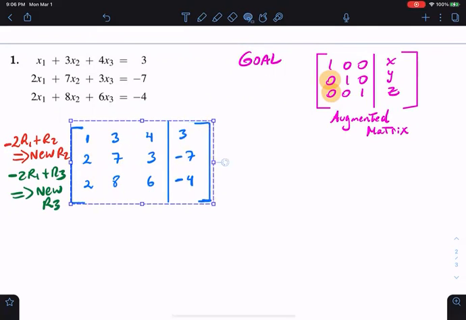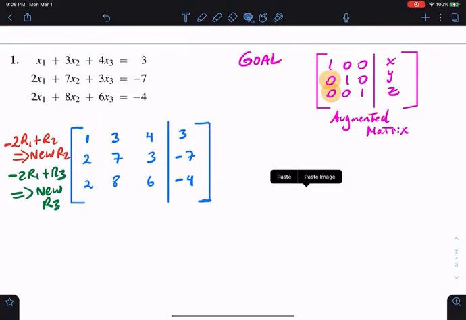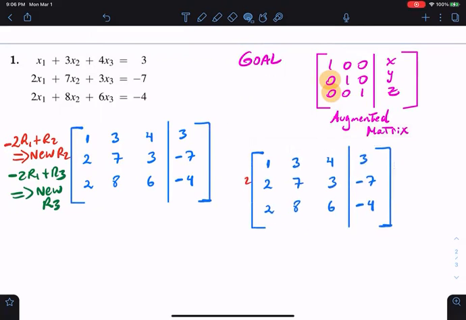So first, let's take care of the red part, which says -2 R1 plus R2 will give me the new R2. That means that row 2 is going to change. Everything else will remain the same, right? So I have to get rid of this. So when you compute that, you do -2 row 1. So the elements in row 1 are 1, 3, 4, 3, right? So I need to multiply -2 times those elements, right?